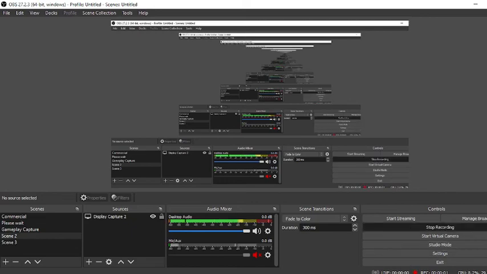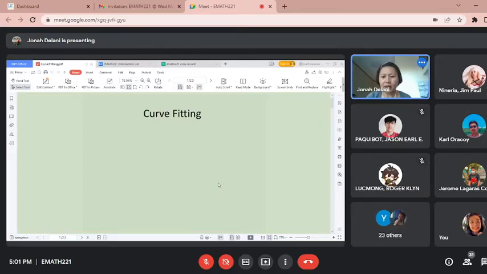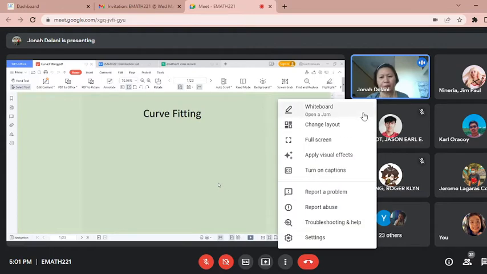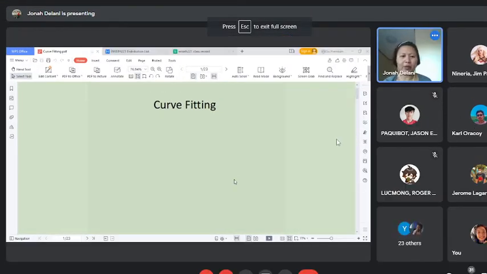And also, the more points, the more accurate our polynomial interpolation would be for that. So the next topic, which is somewhat related to interpolation, would be curve fitting. I hope everyone can see it.